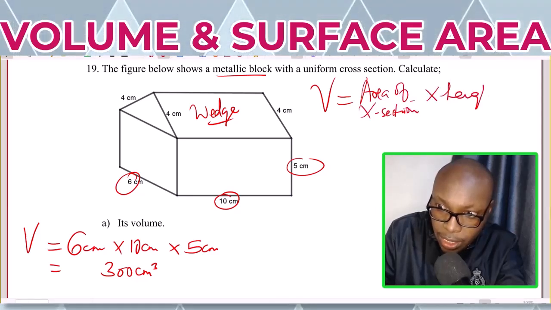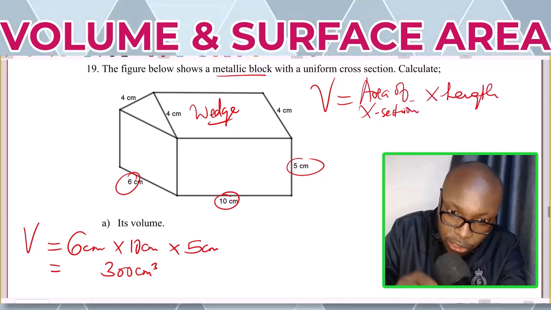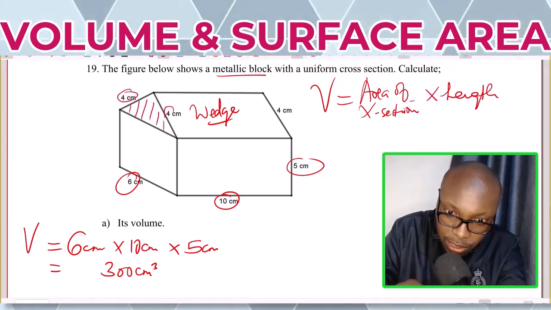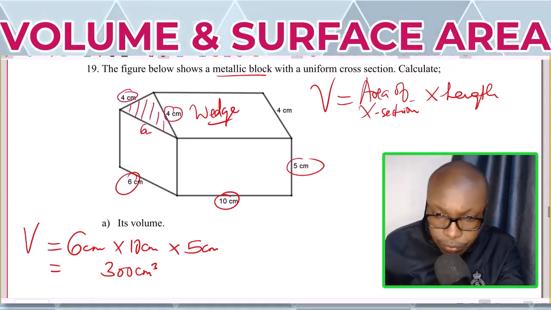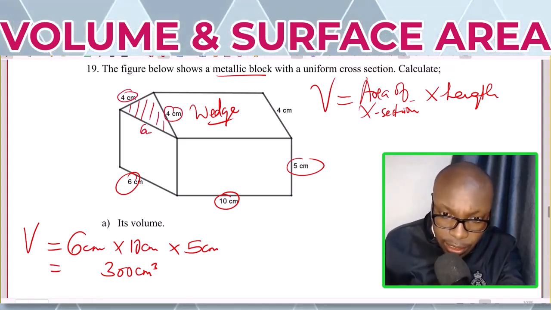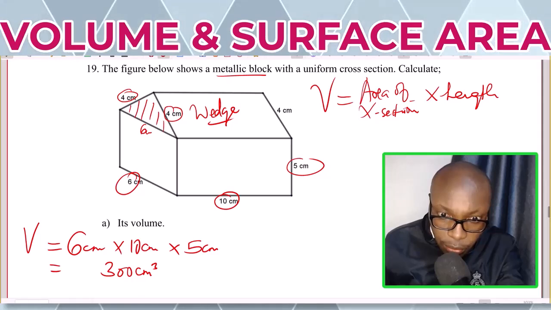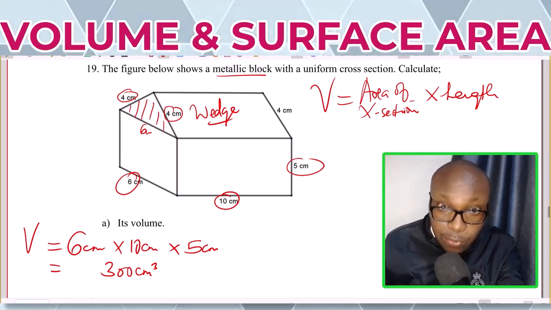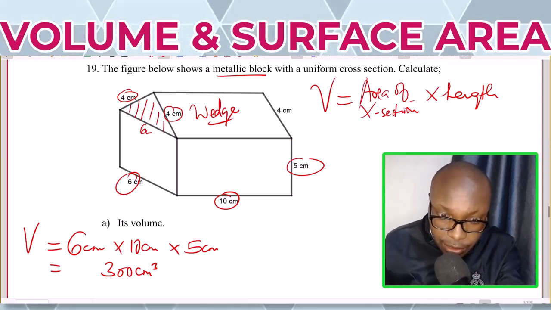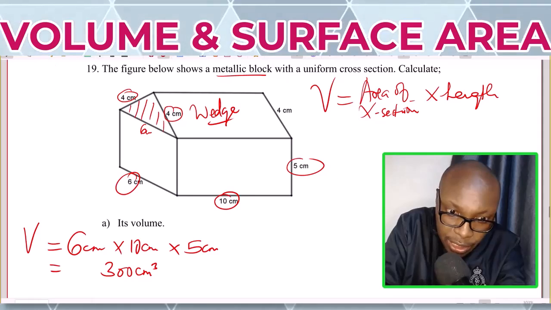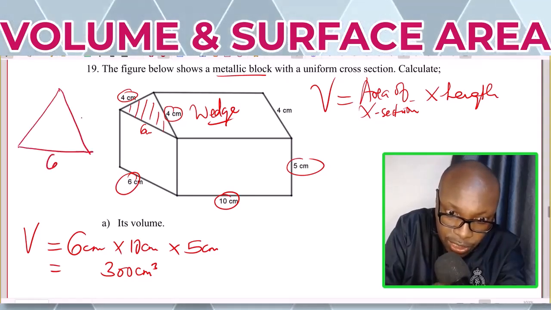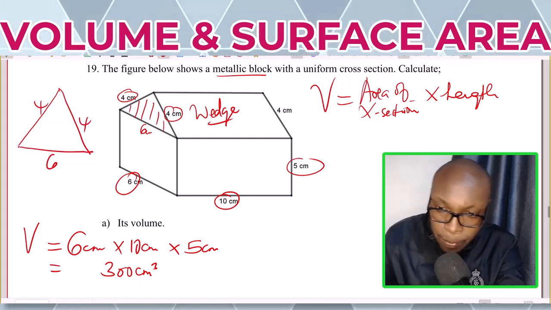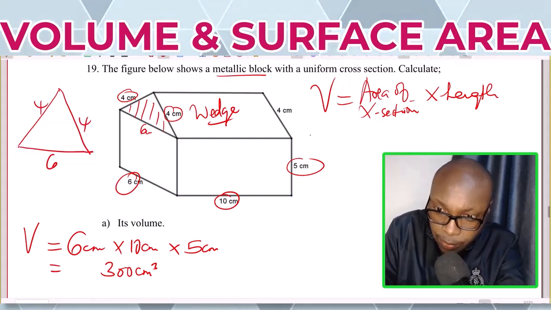multiplied by the length. The cross section is a triangle that measures 4 centimeters by 4, and then this side is 6 centimeters. So how do we get the area of that triangle measuring 4 centimeters by 4 centimeters by 6 centimeters? By simply using Hero's formula. So we have 6, we have 4, we have 4.